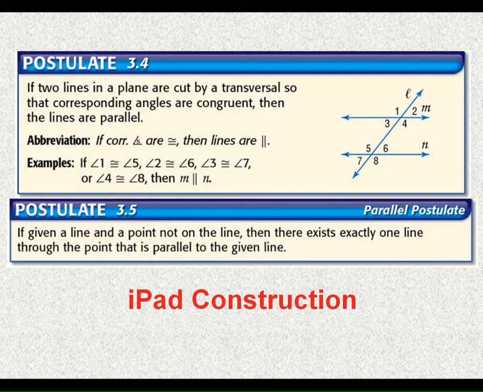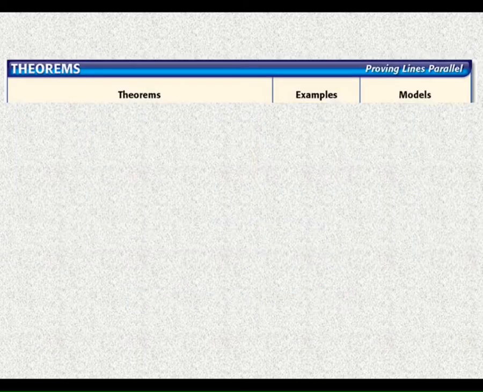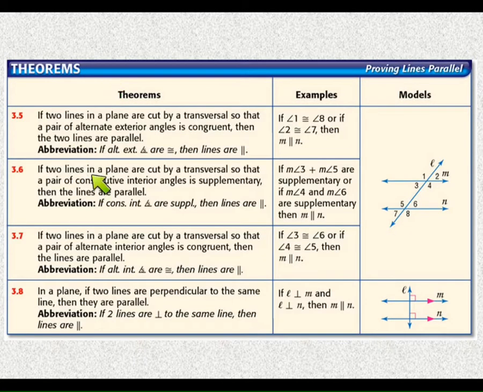The first one: if corresponding angles are congruent, then the lines are parallel. That's the converse of what we did last time, right? Last time we said if the lines are parallel, then corresponding angles are congruent. It goes both ways, right? Converse is true both ways. And we're not worried about the construction today. And then you had these other ones.